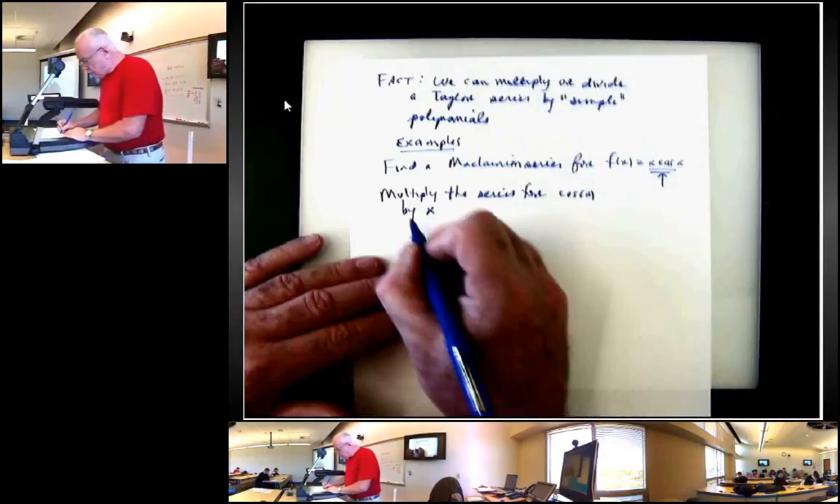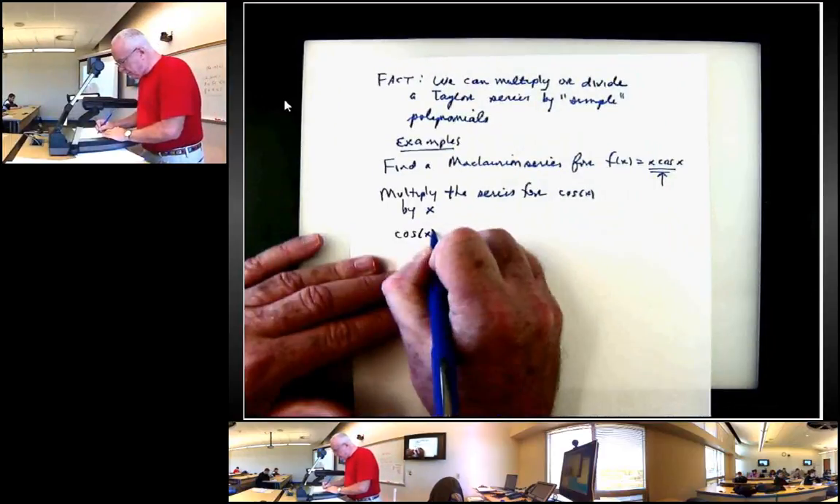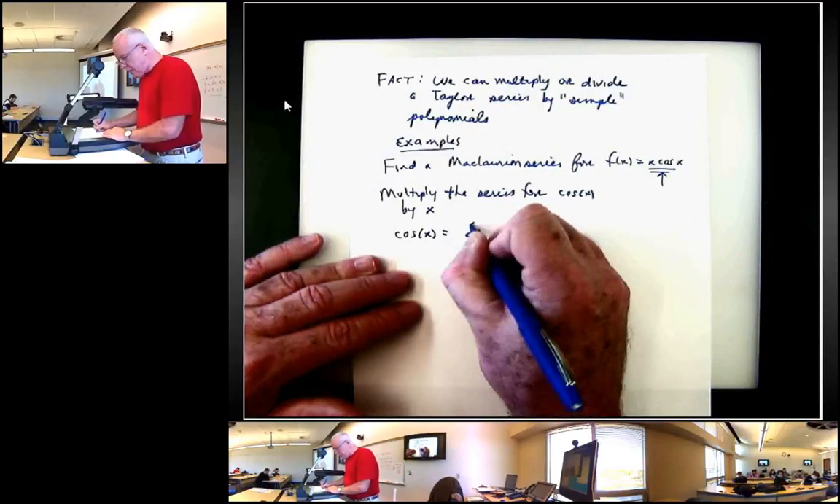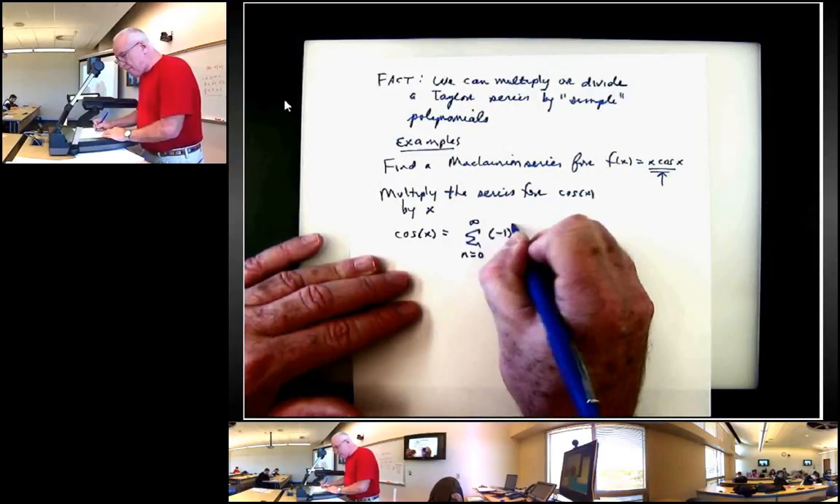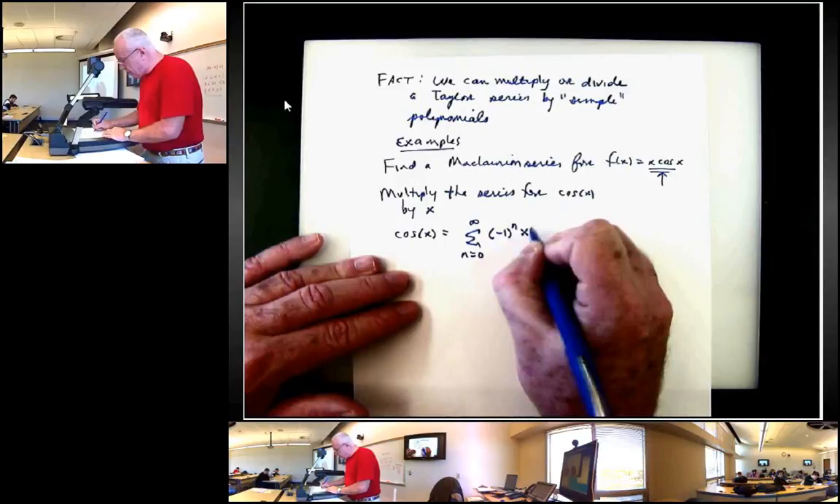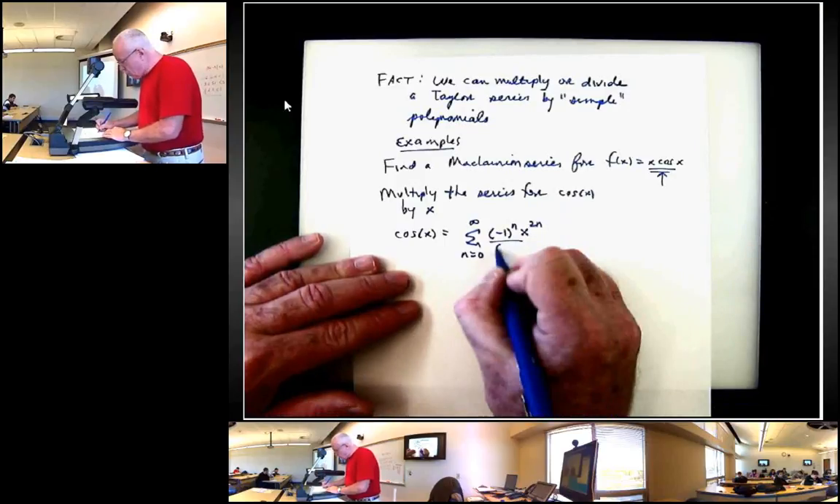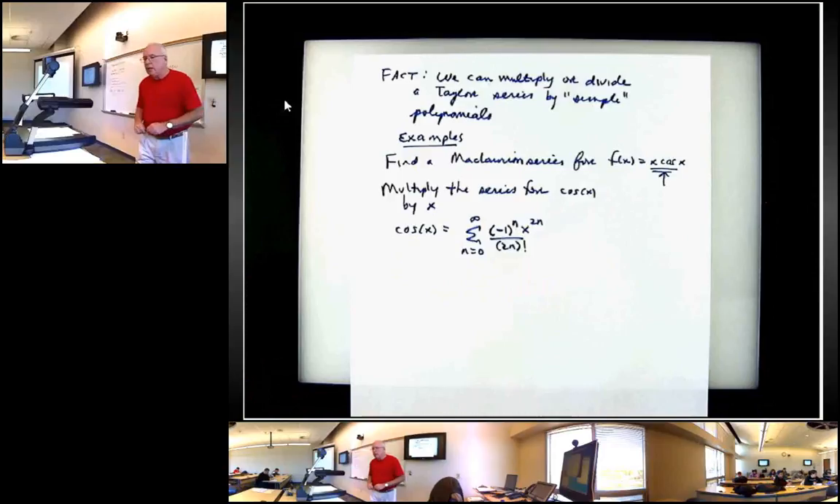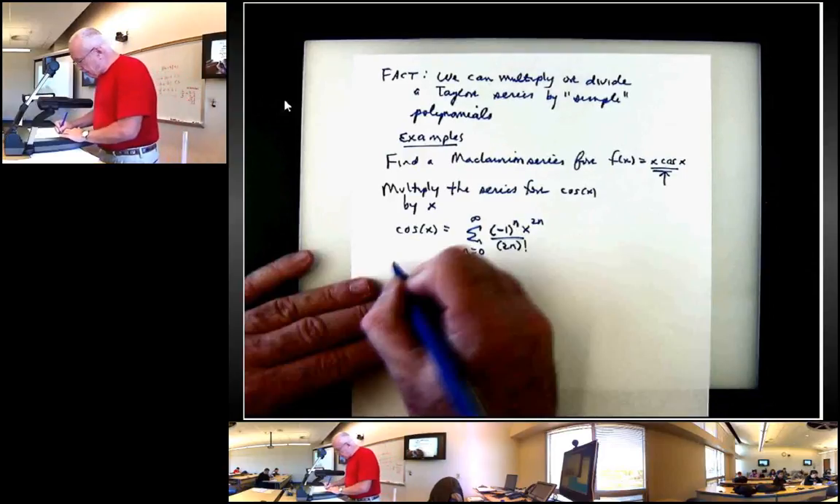So we know that cosine of x is equal to this general summation, n equals 0 to infinity, minus 1 to the n power. It's the even powers, it's x to the 2n over 2n factorial. That's the formula for cosine. And so all we do is multiply by x.